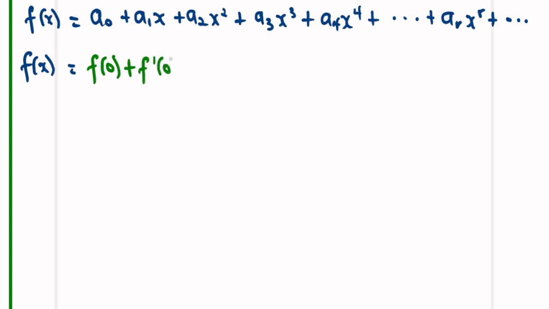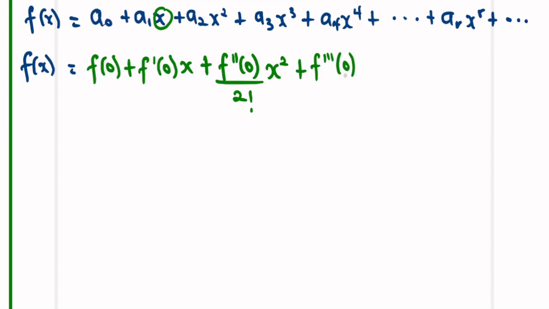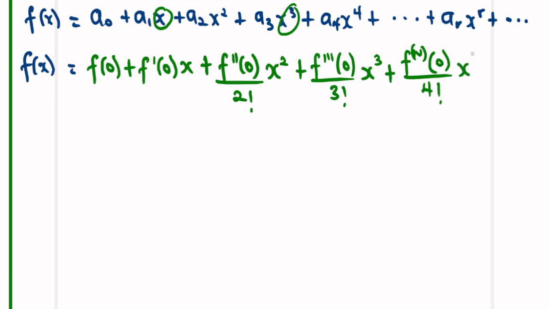So this is f prime of 0 times x. We have this x here. So plus a2. For a2, we have f double prime of 0 over 2 factorial. So we are multiplying by x squared. Plus for a3, we have f triple prime of 0 over 3 factorial multiplied by x cubed. So we are multiplying by this x cubed here. Now for a4, we'll have the fourth derivative of f, substituting x to the 0, over 4 factorial times x raised to the power 4 plus dot dot dot.